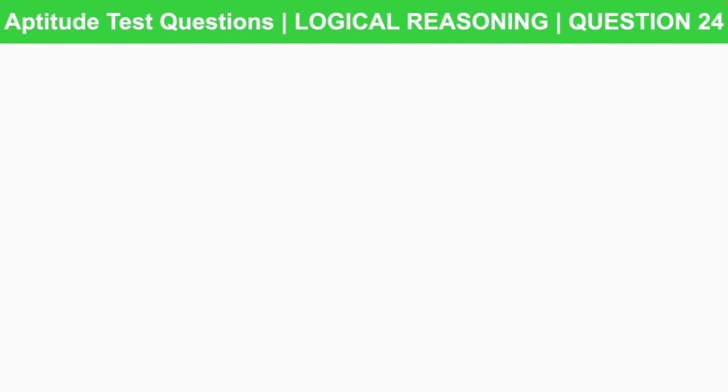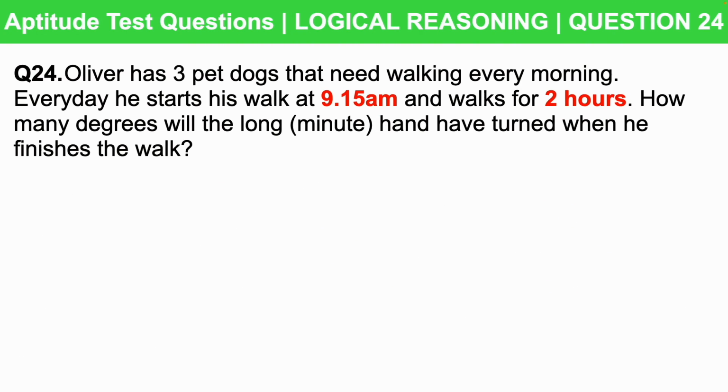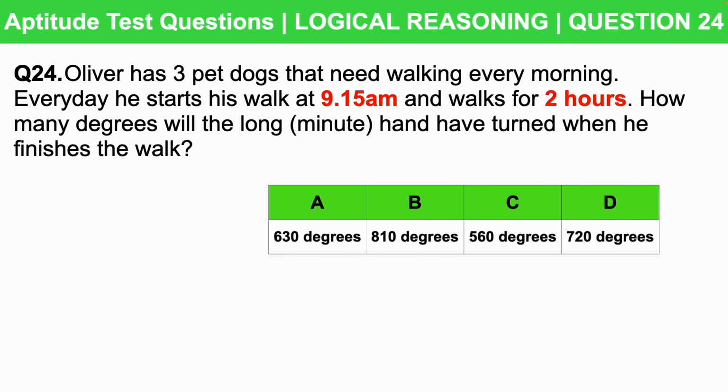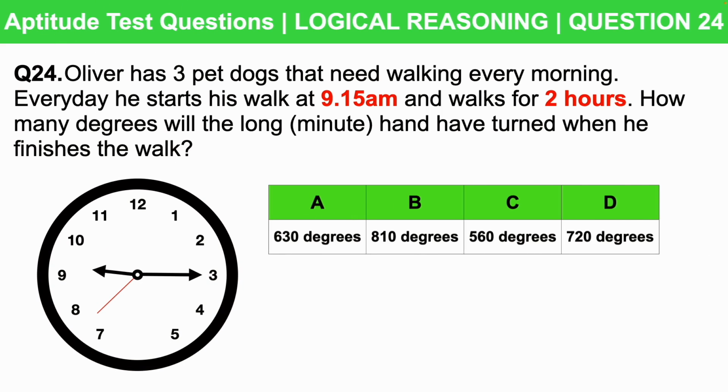Great, let's take a look at another one. Question 24 is this. Oliver has 3 pet dogs that need walking every morning. Every day he starts his walk at 9:15 a.m. and he walks for 2 hours. How many degrees will the long minute hand have turned when he finishes the walk? Is it A, 630, B, 810, C, 560, or D, 720 degrees? Let's start the 6-second timer now.